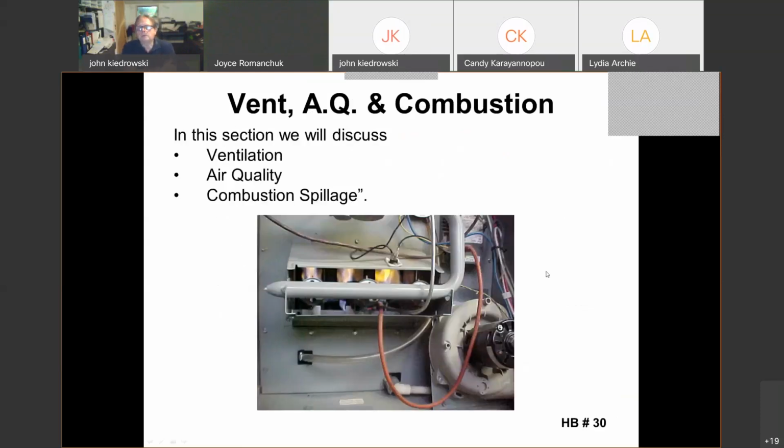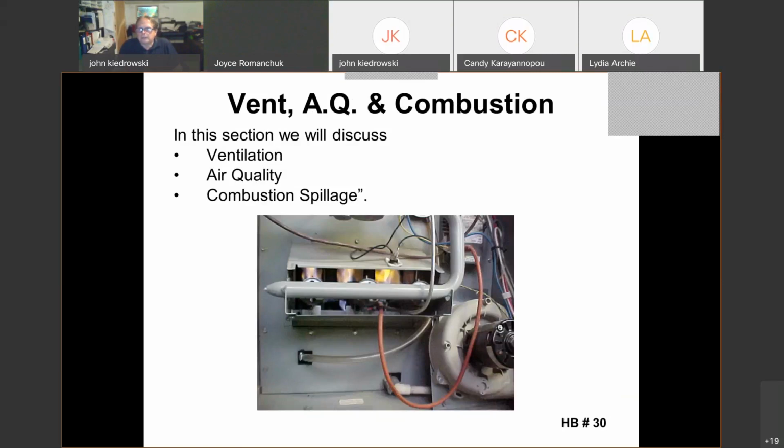So we also, looking at the issue of air quality, have to look at the combustion, particularly of fuel-fired appliances in our house. So we're going to look at ventilation, air quality, and combustion spillage.